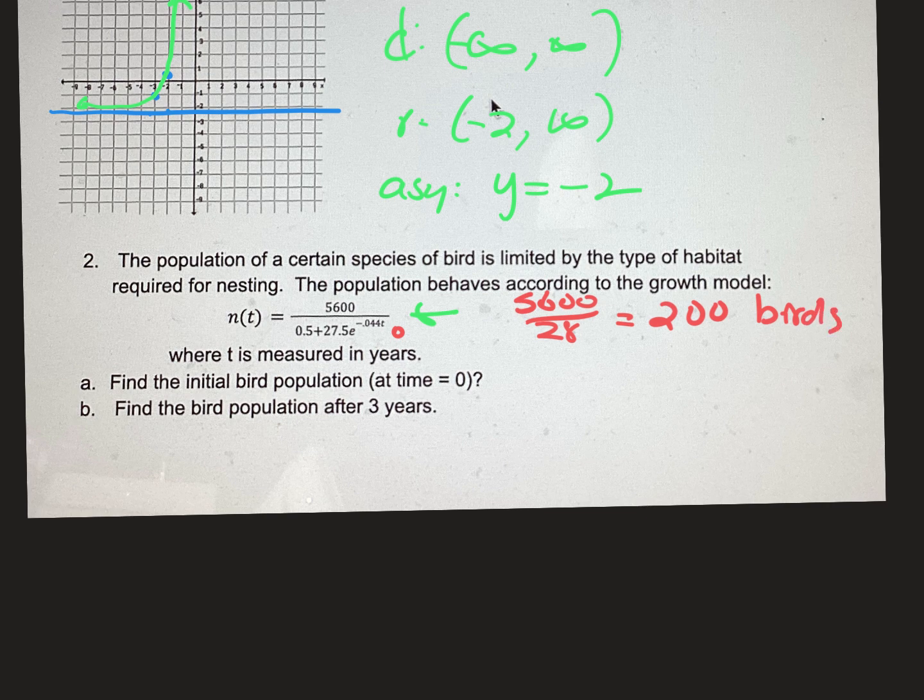All right, then it says, how about 3 years? With the 3 years, I'm going to take the 3 and plug it in for that exponent right there. I'm going to take a second and punch that in and see what I get. Make sure you can punch in and get the same thing. I'm getting 227.6, but because it's birds, we just go with 227. I'm not going to round up the birds. Hope you got the same thing there.